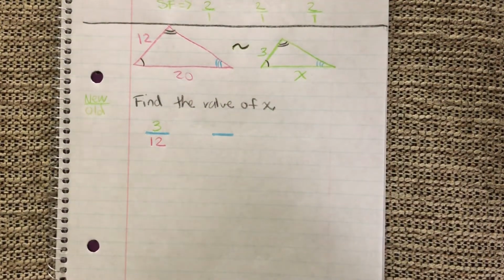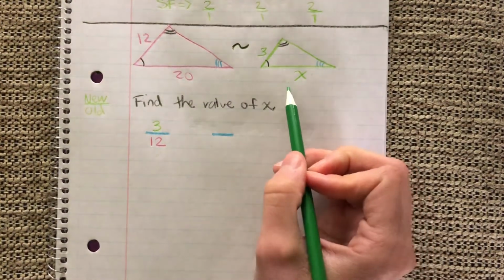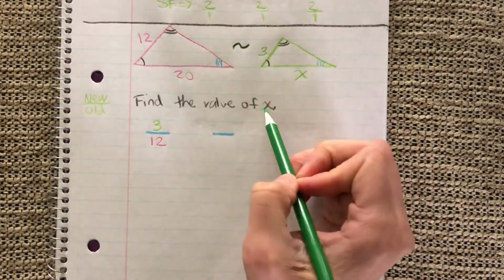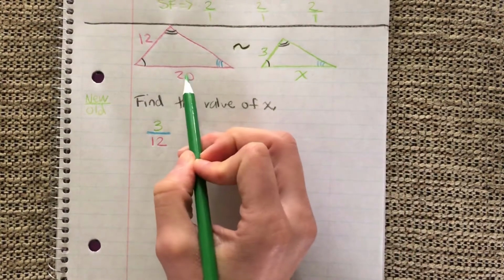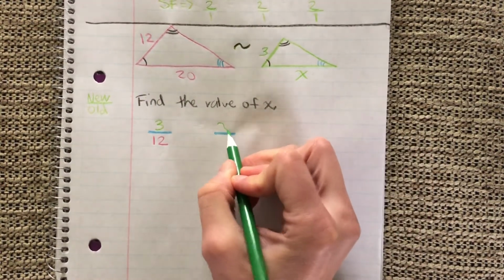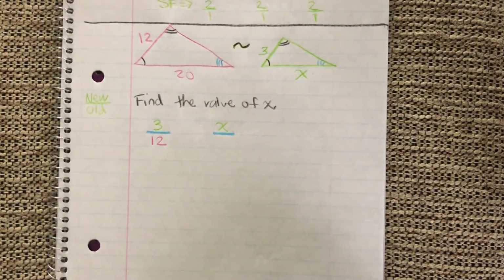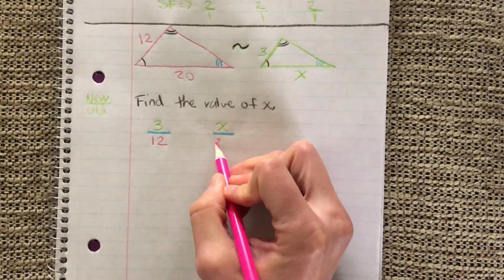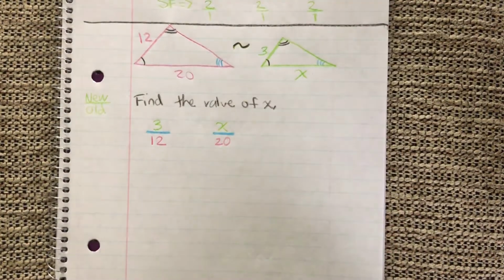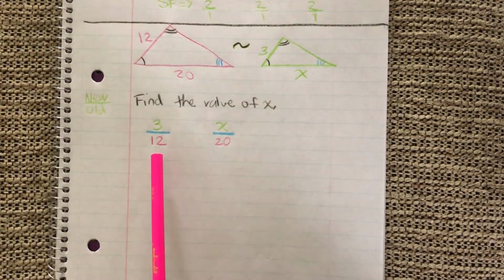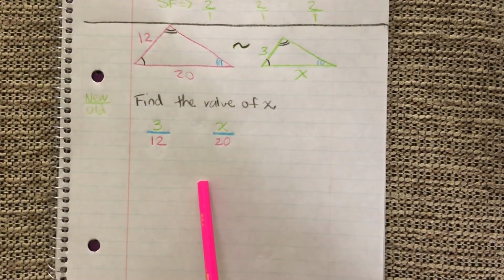I'm going to do the same thing for this, but this time I don't know what this value is. I'm asked to find x, but I do know it corresponds with this 20. So if I take a look at this x, and that's what I'm looking for, I can put an x there to represent my unknown, and x and 20 are corresponding sides. So right now I have created two ratios, 3 over 12 and x over 20.